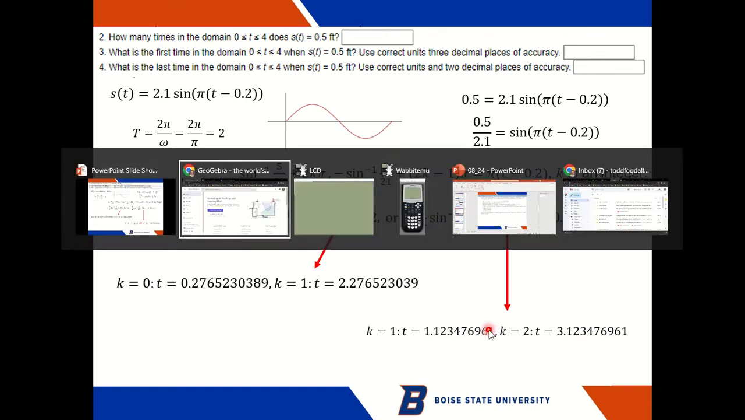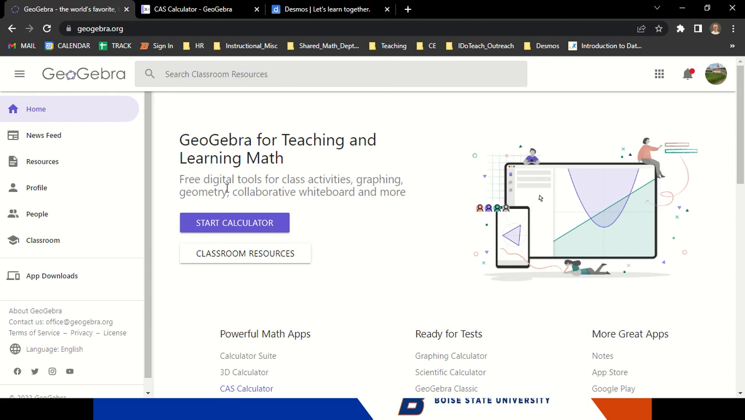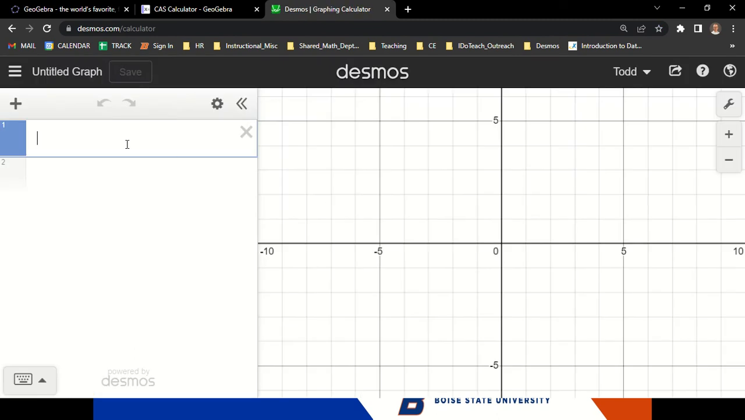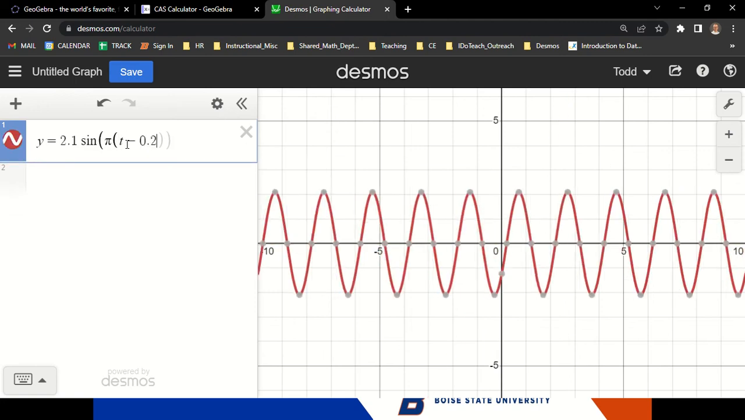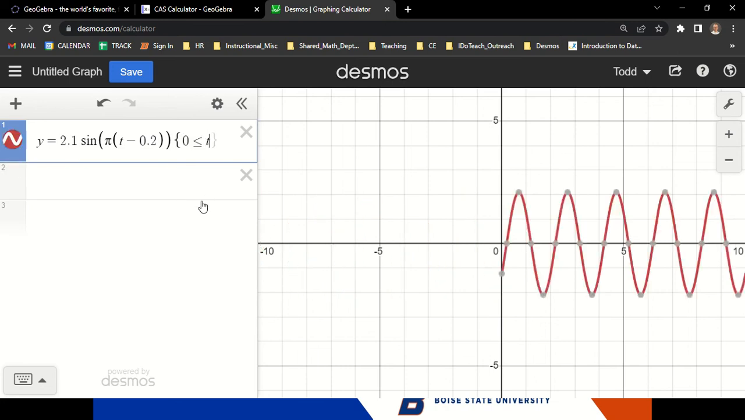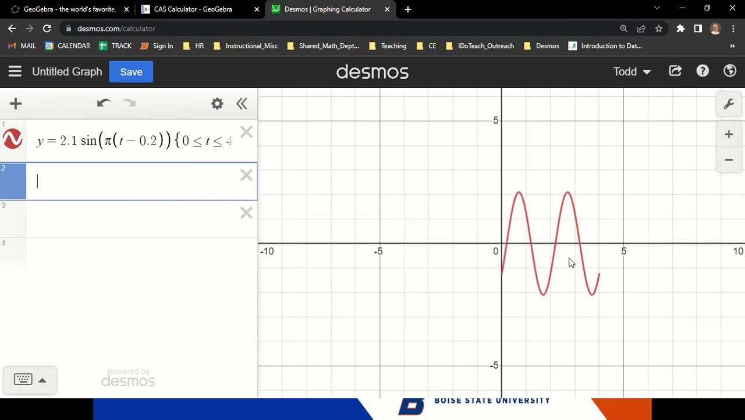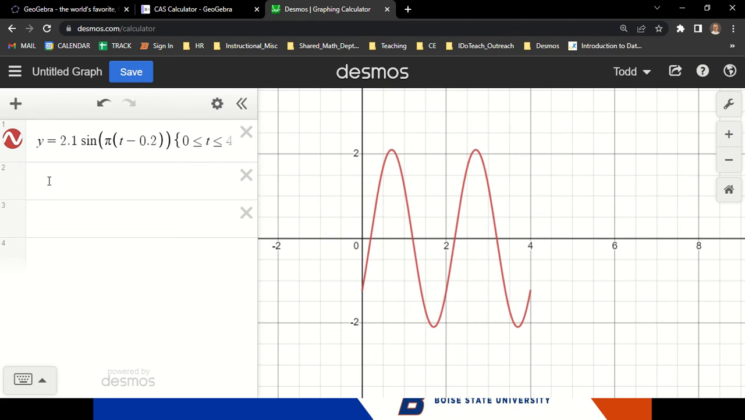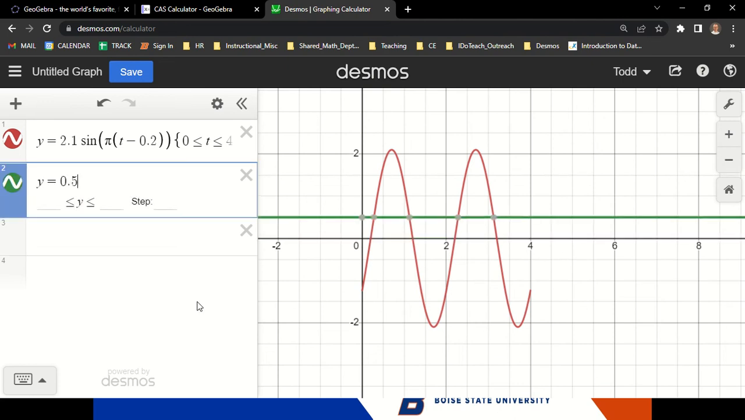Now, I'm going to show you some different methods that you can use to solve. I'm going to give you a quick solution from Desmos first, and then I'm going to show you something in Geogebra. So in Desmos, the easiest way to do this is just to type in the function that you were given. And I actually would prefer that we restrict it to the domain, which is 0 to 4. So here is the function that we're working with, and it's only graphed from 0 to 4. And then remember, we're trying to find out where it's equal to 0.5.